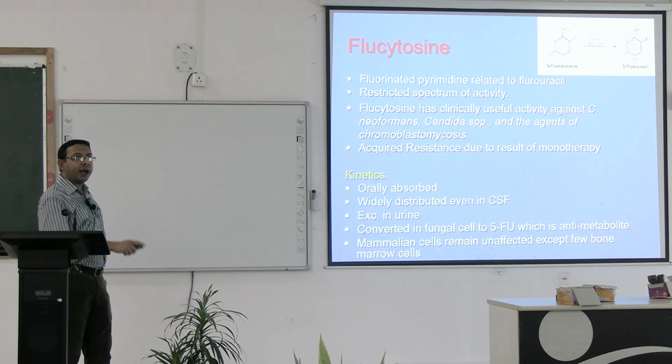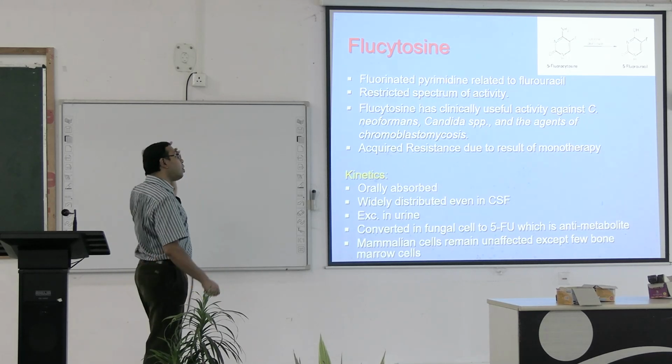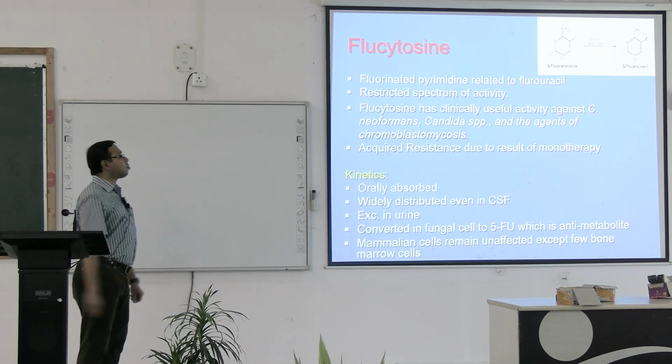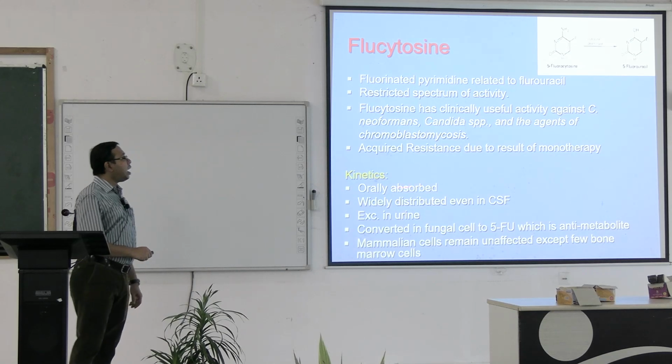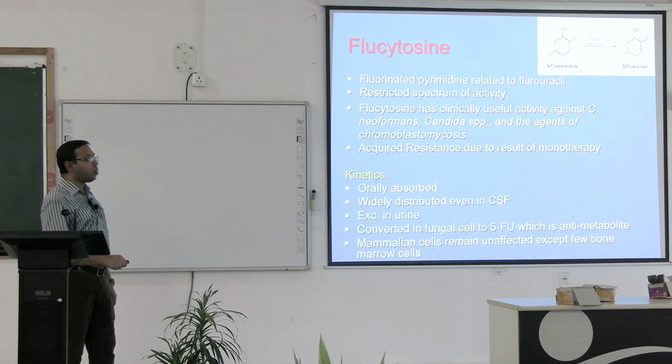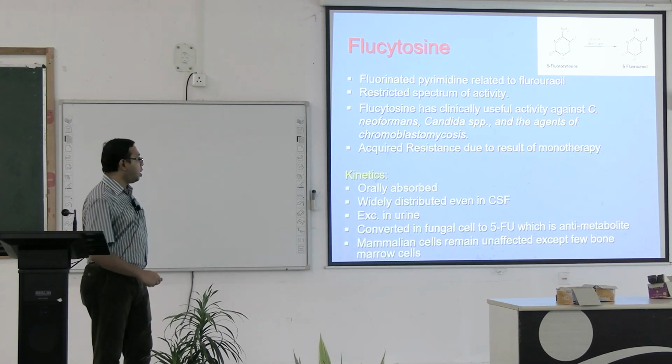Flucytosine again acts on the nucleus. It is a fluorinated pyrimidine related to fluorouracil. It has a restricted spectrum of activity, useful against Cryptococcus neoformans, Candida and the agents of chromoblastomycosis. It is orally absorbed and widely distributed, even in the CSF. That's why it is very effective against Cryptococcus neoformans, which causes cryptococcosis.